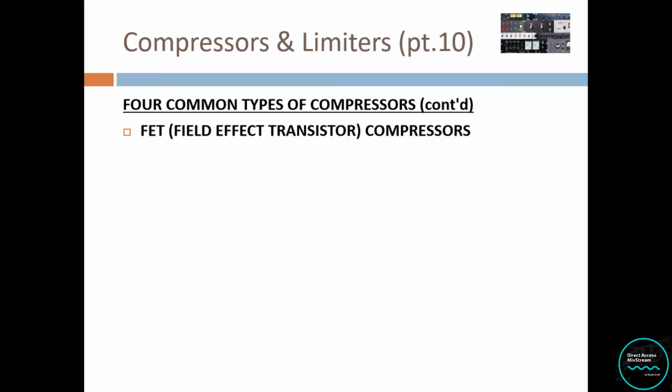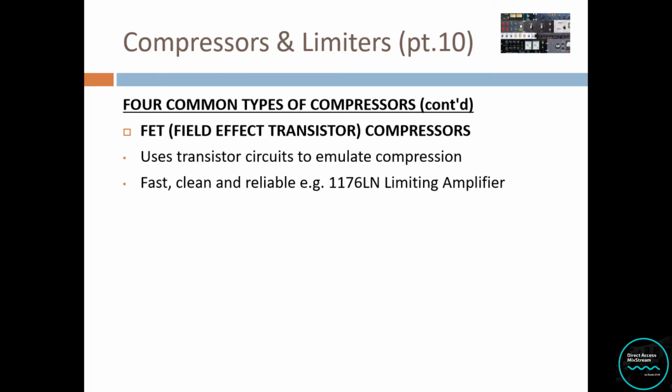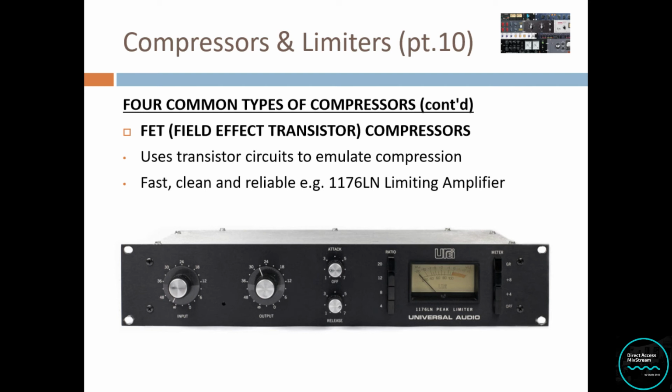Okay, let's go on. FET, short for field effect transistor compressors. All right, as the name implies, it is using a transistor circuit to emulate the compression. So obviously, this is a solid state device lah. Now, some of these can be a hybrid as well. You can have a FET transistor, but maybe a tube output section, for example. They just use the tube as a coloration. Okay, so generally, FET compressors are fast, clean, and reliable, right? So a good example would be the 1176, right? LN, okay, limiting amplifier. This is how it looks like.